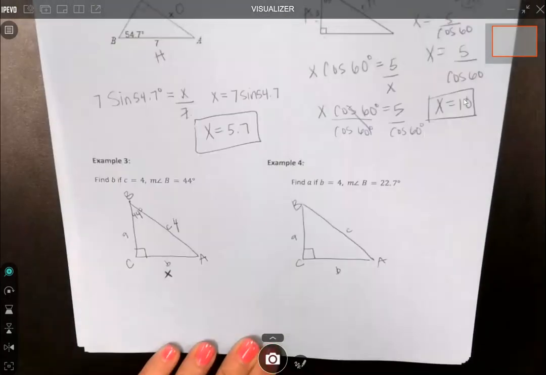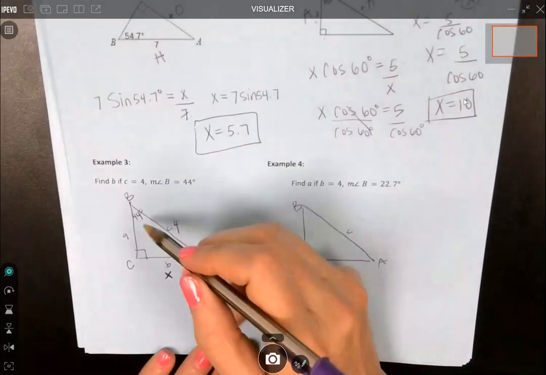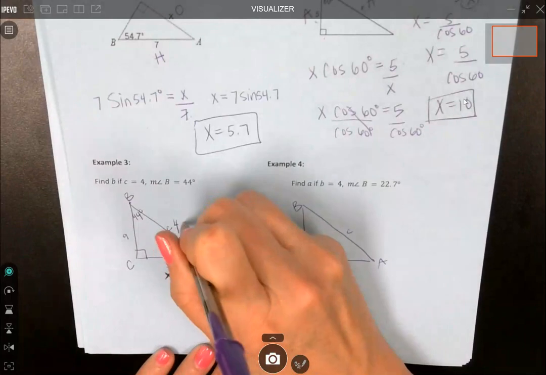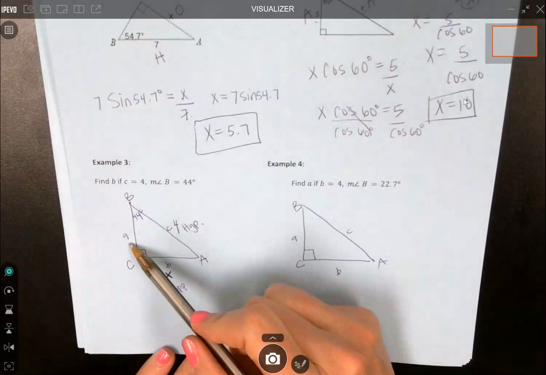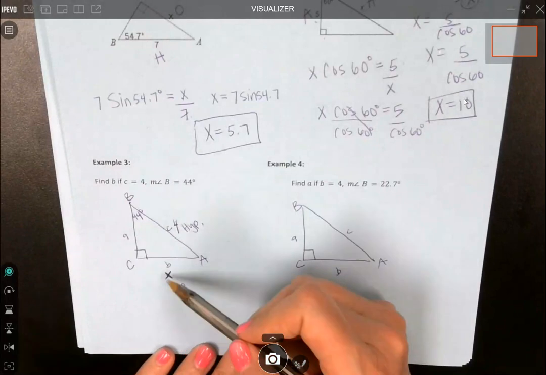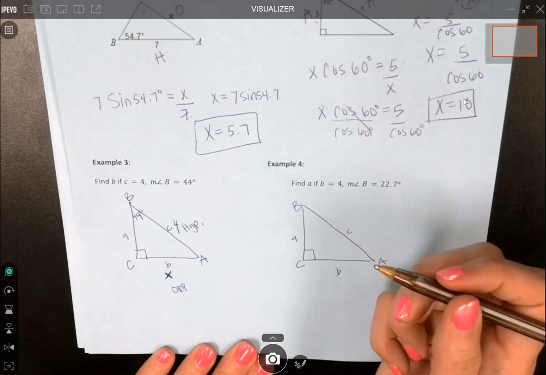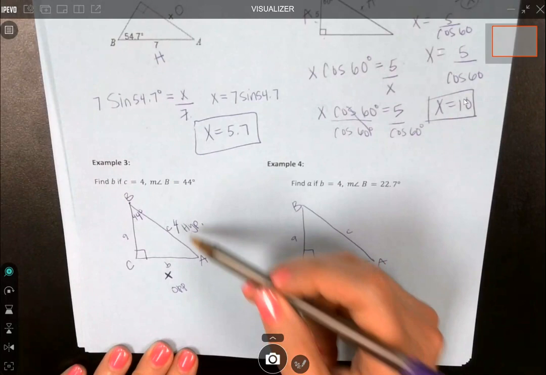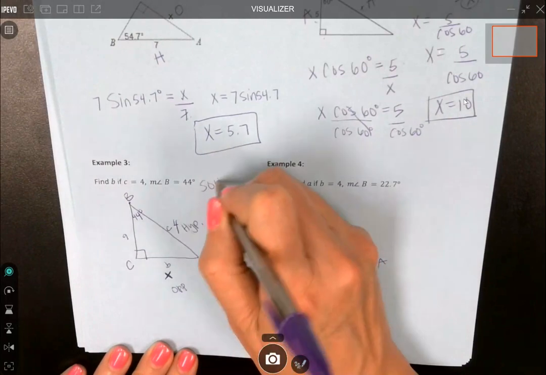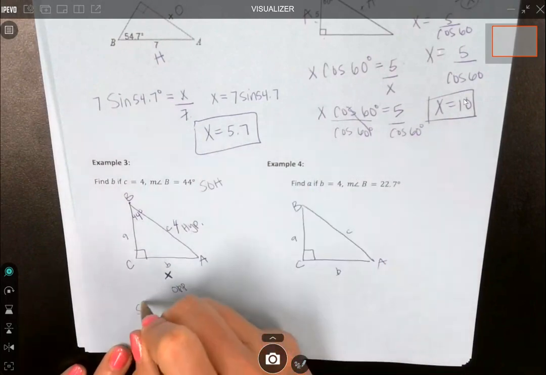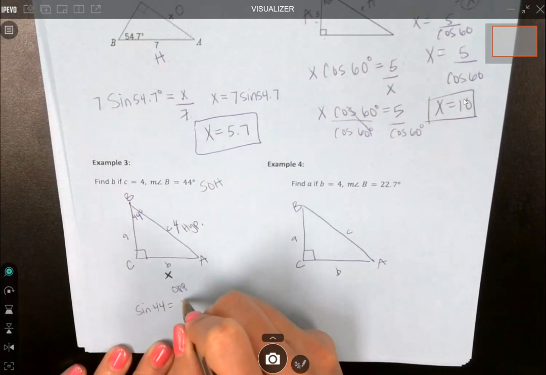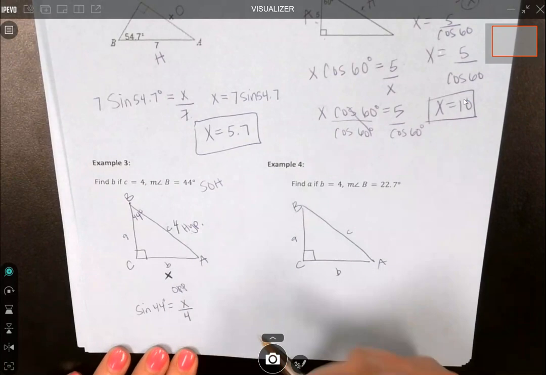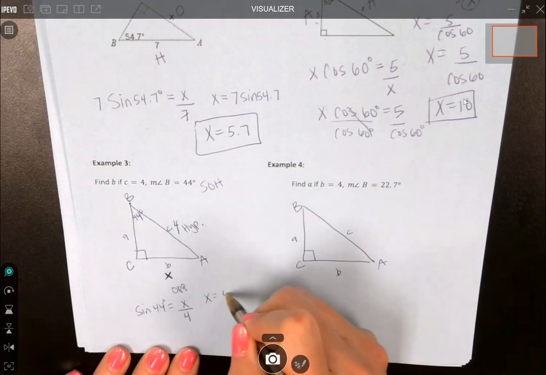All right, so using our ratios, from the 44, x would be opposite, and the 4 is hypotenuse. I don't need to know what A is because it didn't ask me for it, and it wasn't involved in anything it gave me. Okay, so using opposite and hypotenuse, I know I'm going to do the sine. That's our SOH, right? So the sine of 44 equals opposite over hypotenuse. And in this case, we're going to multiply by 4.